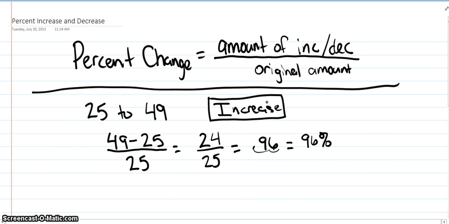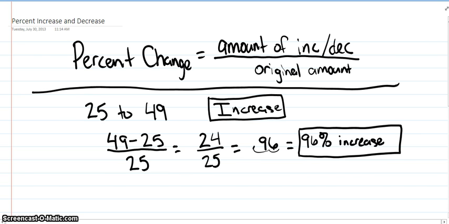And the reason why that increase up top comes into play is because we have to label that an increase or decrease. So if you say it right in the beginning, all you have to do is just bring it down. So a 96% increase. Okay, so there's our answer for that first one.